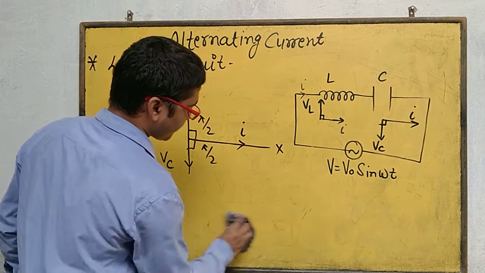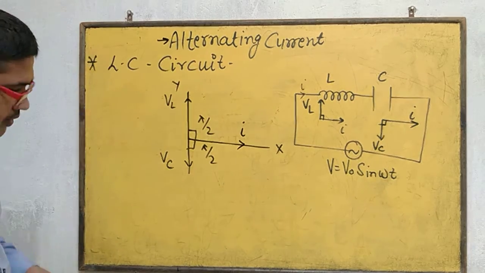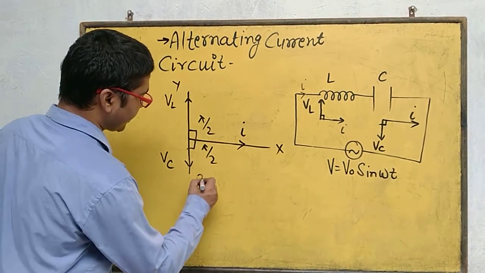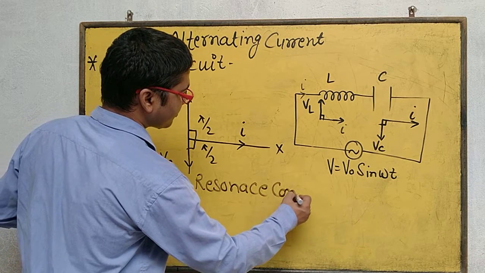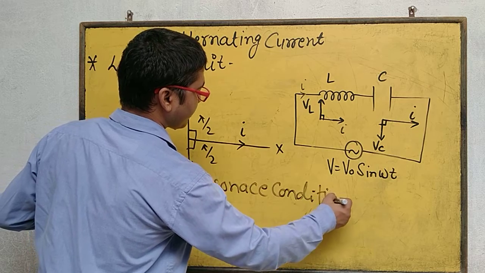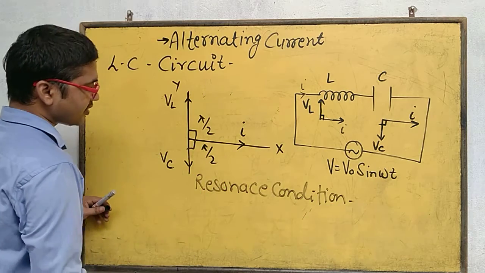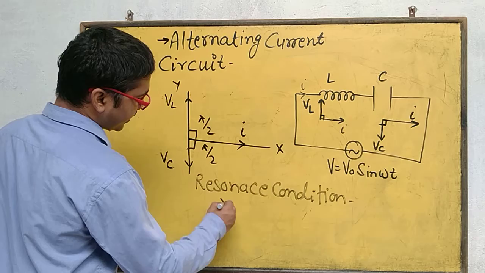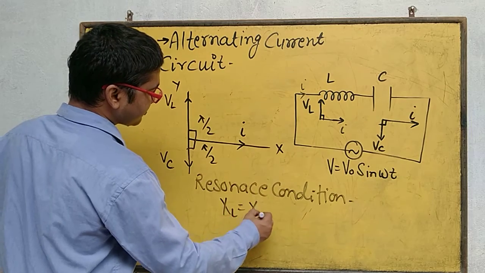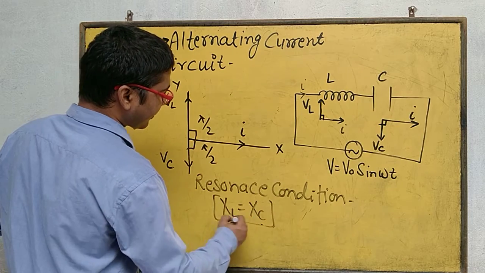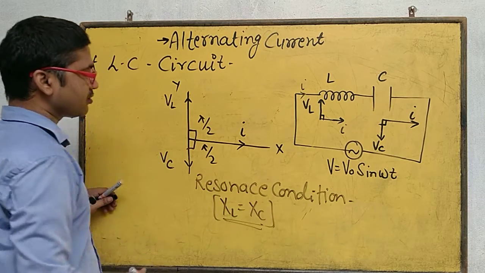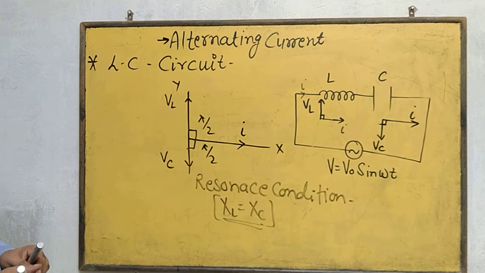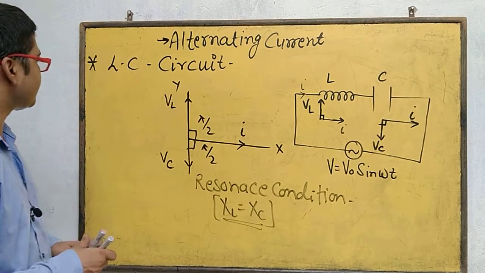So the resonance condition is defined by XL is equal to XC. When XL and XC in an LC circuit become equal, then this case is known as the resonance condition. Okay, so if these two are equal, then what happens? Let's see.